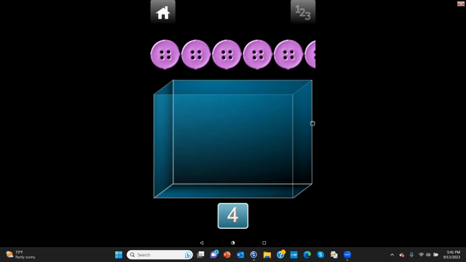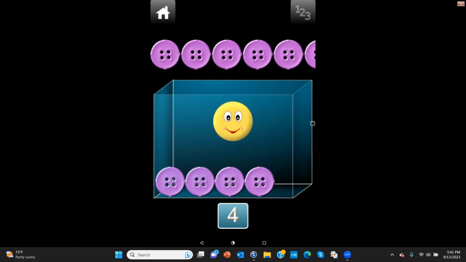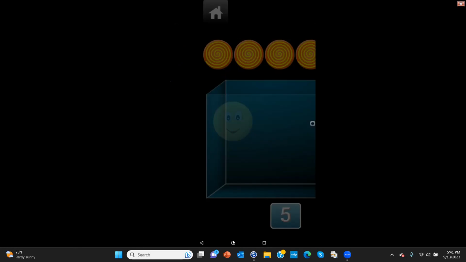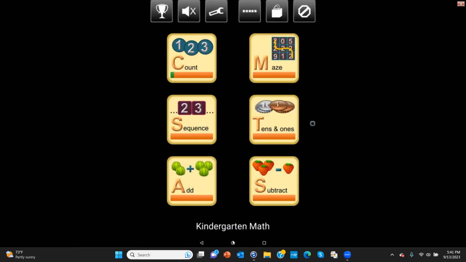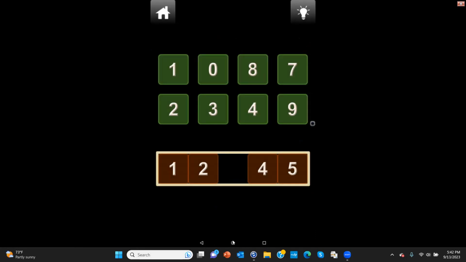4 buttons in the box. Press the number 4 when done. Okay. Goodie. All right. 5. That's all right. So click on the arrow and go back. And then you see what you have. You have sequence. Let's do sequence. Numbers to complete the sequence below.